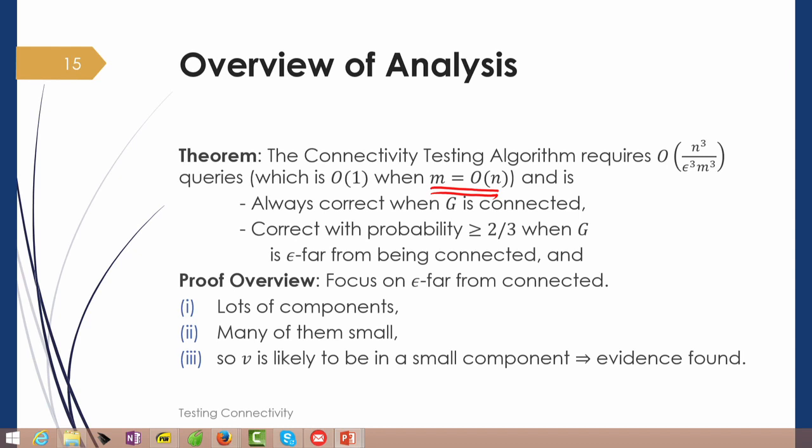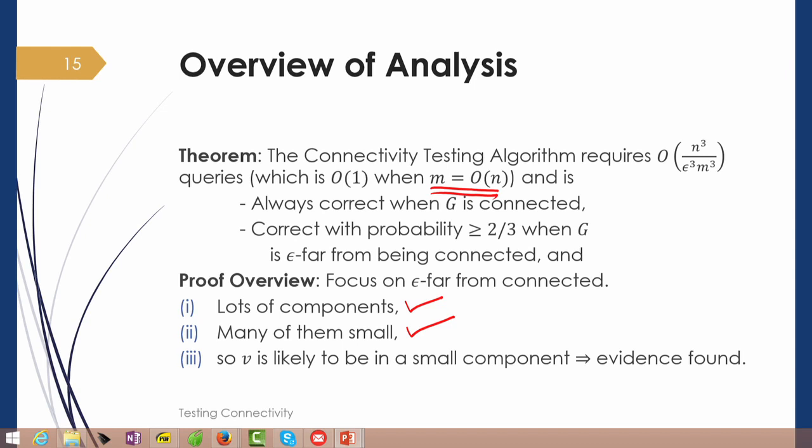It's quite obvious this algorithm is always going to be correct when the graph is connected, simply because it cannot find any evidence of being disconnected. So our focus therefore is going to be on graphs that are epsilon far from being connected. So the sequence of steps in this proof is as follows. First, we will prove that there are lots of components in the graph G if it's epsilon far from being connected. And then we will go on to show that many of those components are actually small.